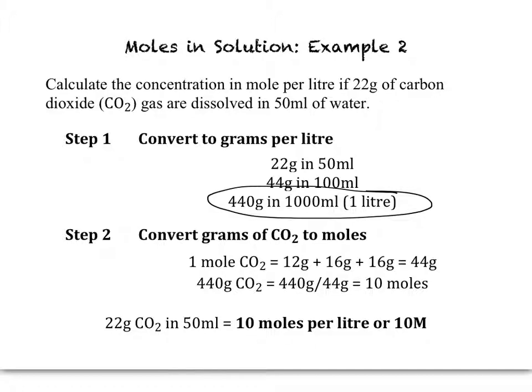Step 2. Convert grams of carbon dioxide to moles. 1 mole of carbon dioxide is equal to 12 for the carbon plus 2 times the 16 for the 2 oxygen atoms, which is equal to 44 grams. All values are obtained from the periodic table. 440 grams of carbon dioxide is equal to 440 divided by 44, which is equal to 10 moles. So the concentration, the molarity, of 22 grams of carbon dioxide in 50 milliliters of water is equal to 10 moles per litre, often just referred to as 10 molar.